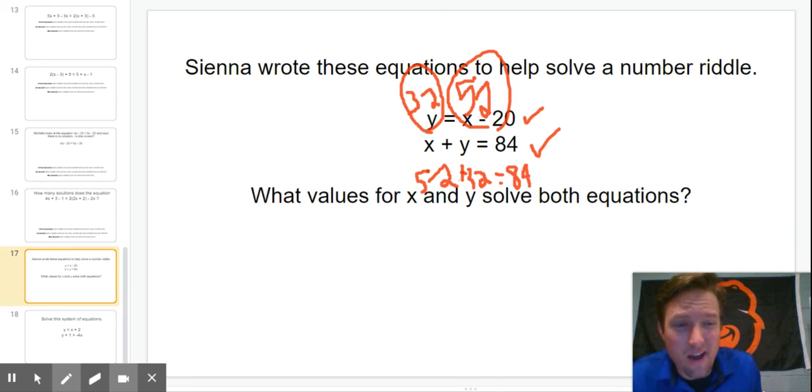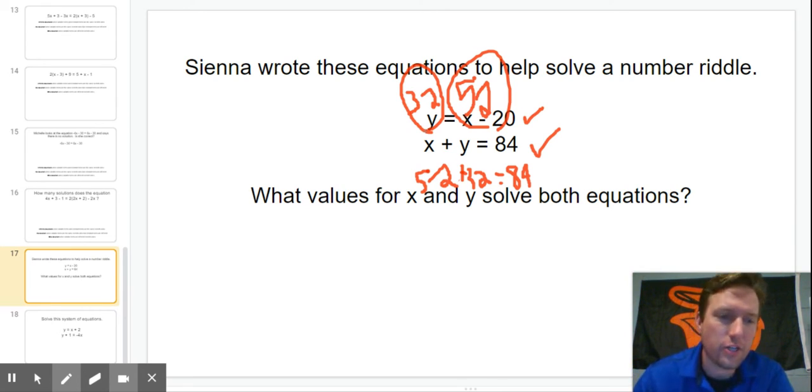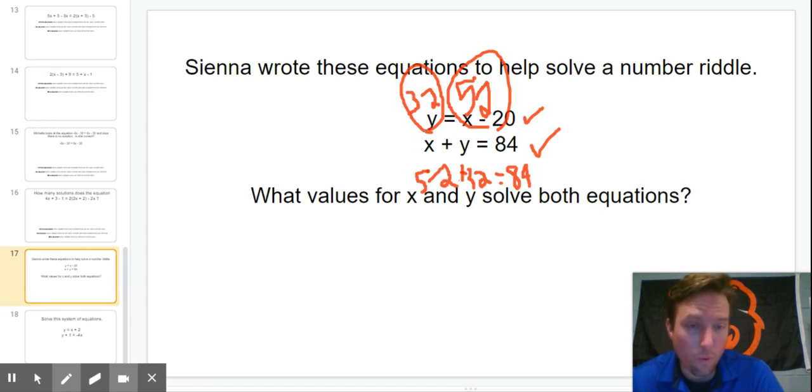Now, how did I find this? I used the strategy of guess and check. I first tried 44 and 40. I then tried 50 and 30. I then found 52 and 32. So one of the strategies that we can use to solve systems of equations is this guess and check strategy. I would like you to try using this strategy today as you explore systems of equations.